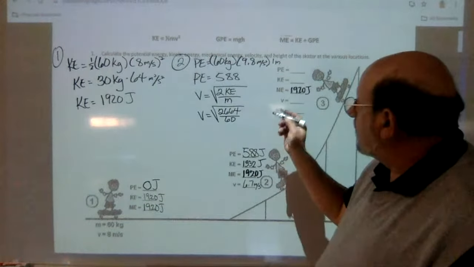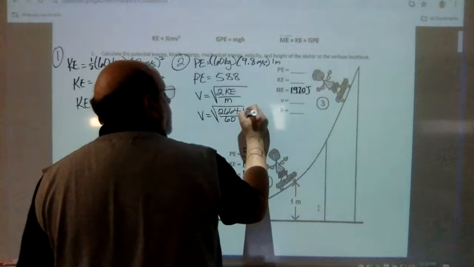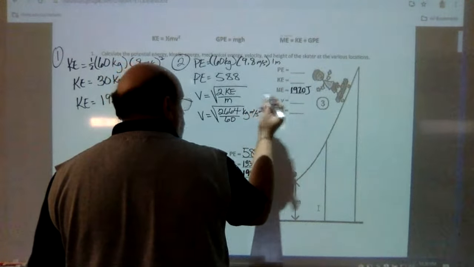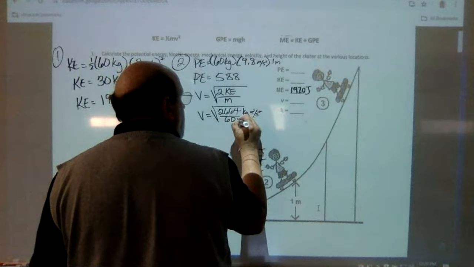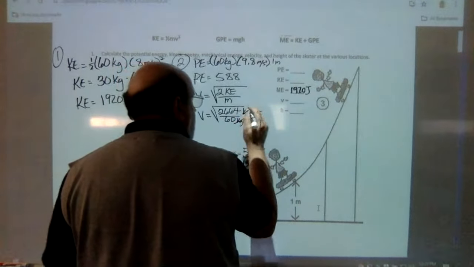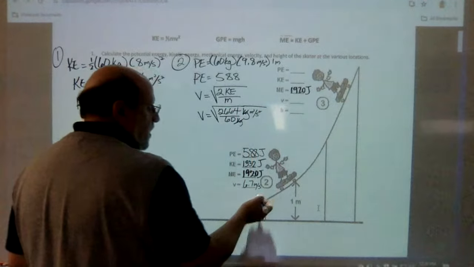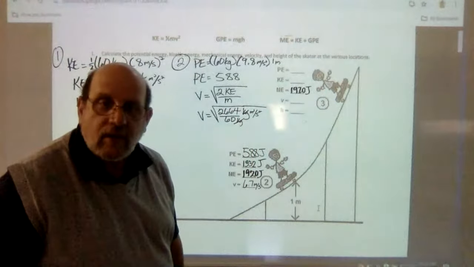Okay? And we could have said that this is kilogram meters squared per second squared, or joules divided by kilograms, and that cancels that out. And then take the square root of meters squared per second squared, you get meters per second.